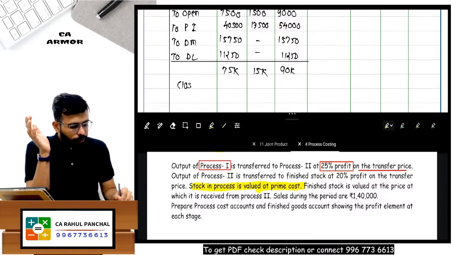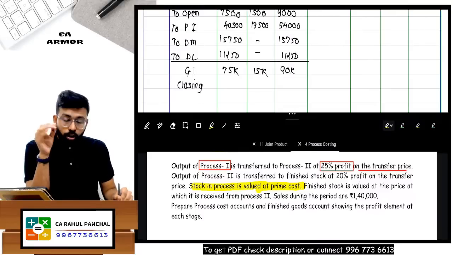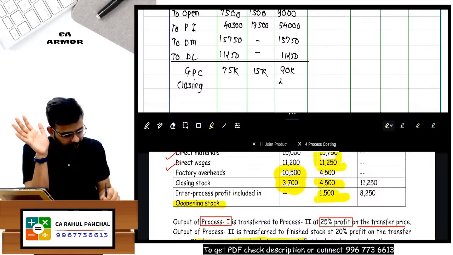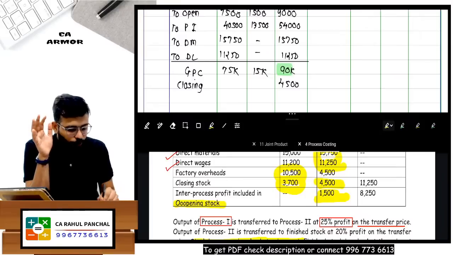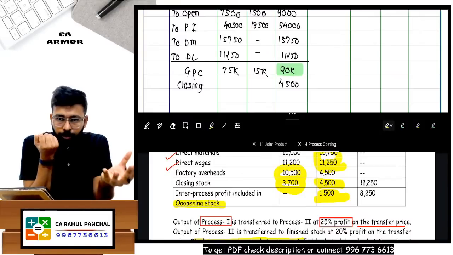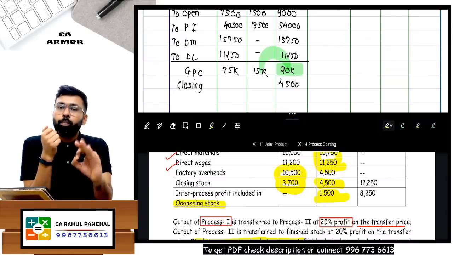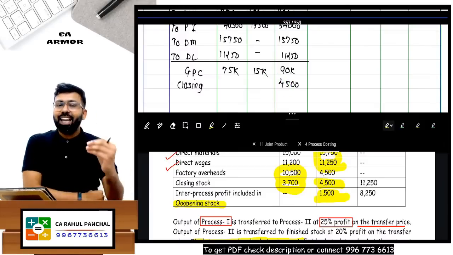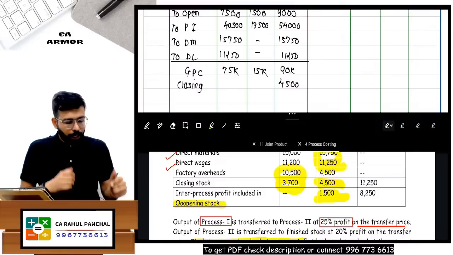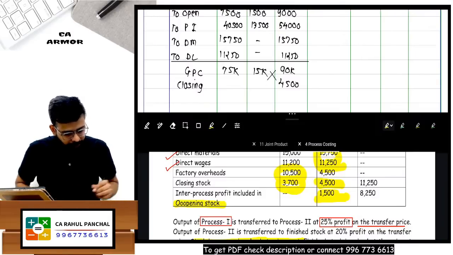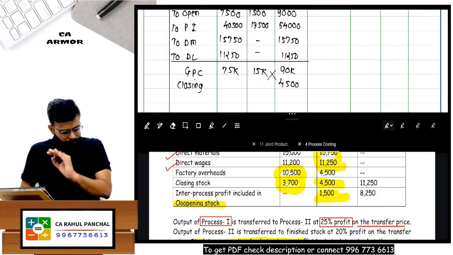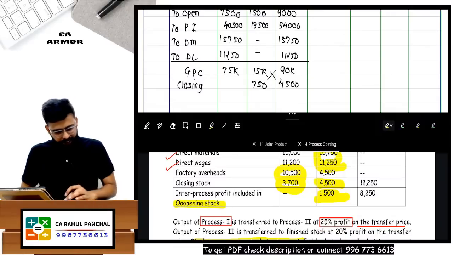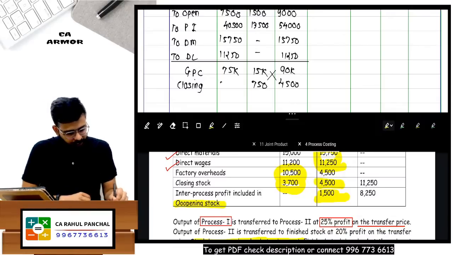Now, if I talk about closing stock, because your closing stock is valued at prime cost, you will adjust this. You have a closing stock of 4,500. Does it include any profit? Yes, because out of this 90,000, this 4,500 is there. If this 90,000 has a profit of 15,000, what is the profit this 4,500 will have? It is not directly given in the question, but you have to calculate by cross multiplying: 4,500 multiplied by 15,000 divided by 90,000. So you will get 750 of profit. And 4,500 minus 750, you will get 3,750.